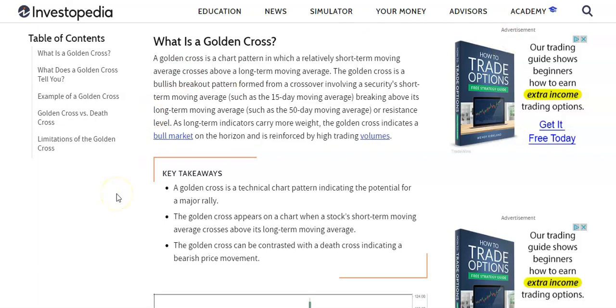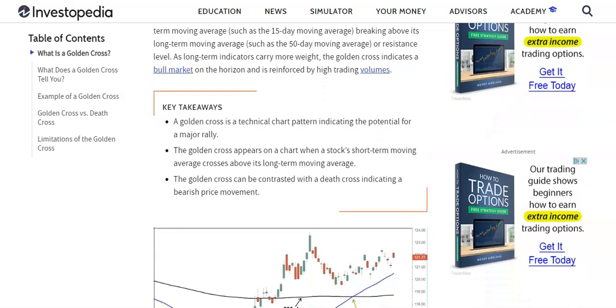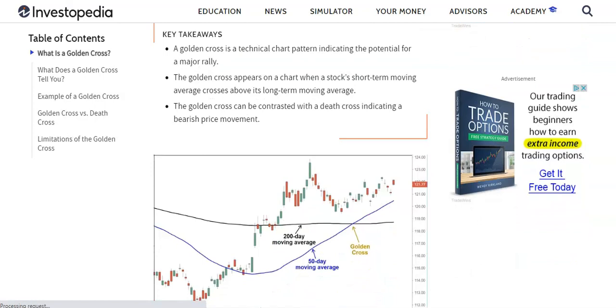So it says a golden cross is a chart pattern in which a relatively short-term moving average crosses above the longer-term moving average. The golden cross is a bullish breakout pattern formed from a crossover involving a security's short-term moving average, such as the 15-day moving average, breaking above its long-term, such as the 50-day moving average, or resistance level. A long-term indicator carries more weight. The golden cross indicates a bull market on the horizon and is reinforced by high trading volumes.